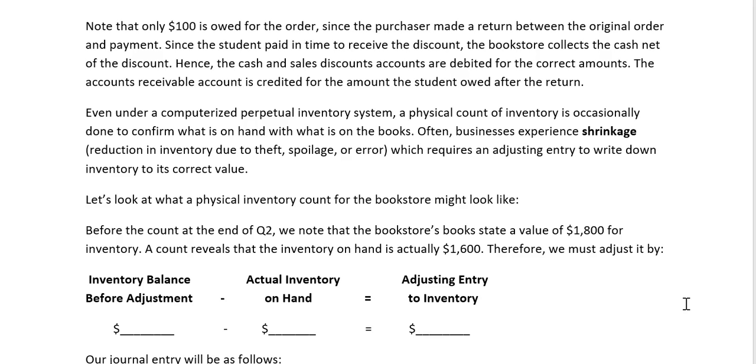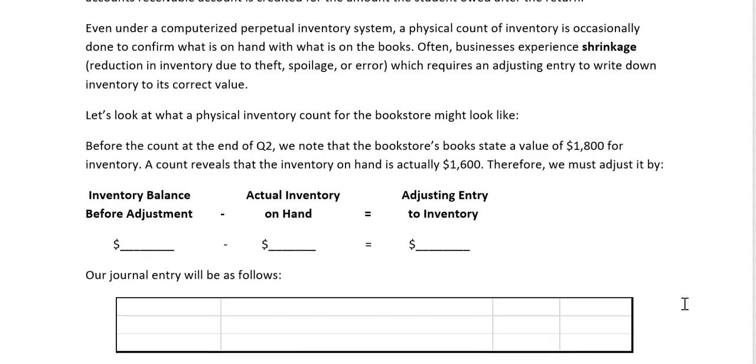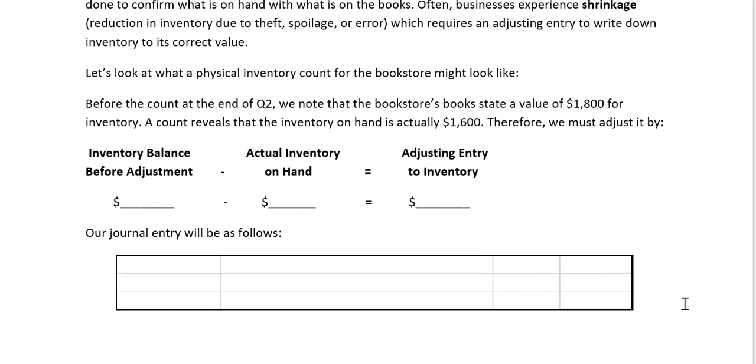Let's look at what a physical inventory count for the bookstore might look like. Before the count, at the end of Q2, we note that the bookstore's books state a value of $1,800 for inventory. A count revealed that the inventory on hand is actually $1,600. So we have a calculation here to figure out the adjustment, and then we have a journal entry to make the adjustment. So take a minute to think about this and try your best. We will go over the solution in the next video.